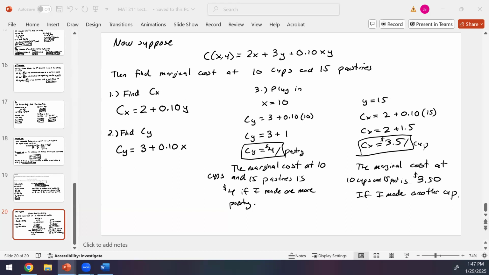So now we're going to move on into 15.3, which is the concept of maximums and minimums.